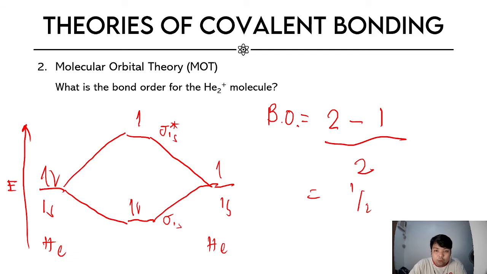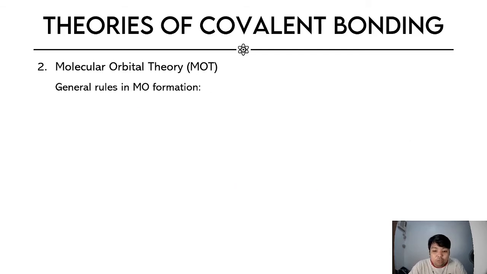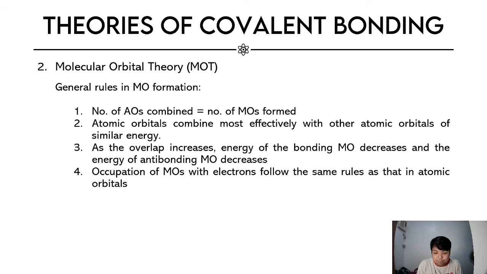So in general, there are rules that we need to follow when we're drawing molecular orbital diagrams, or in the formation of molecular orbitals. Just like in valence bond theory and hybridization, the number of atomic orbitals involved in bond formation is equal to the number of molecular orbitals that are formed. Another rule is that atomic orbitals will combine most effectively with other orbitals of similar energy, or at least closer in energy.